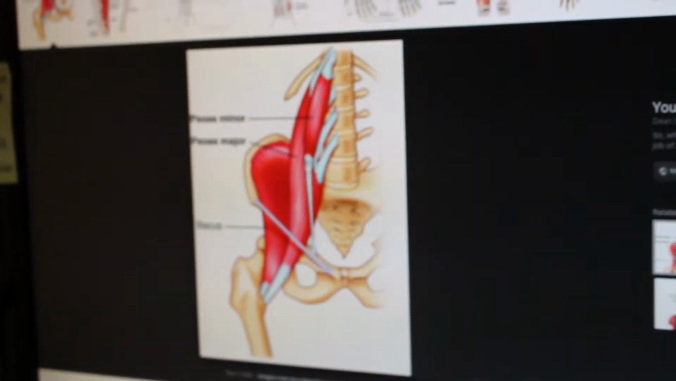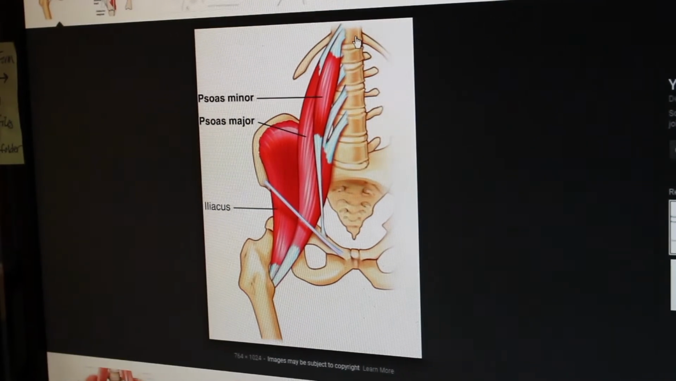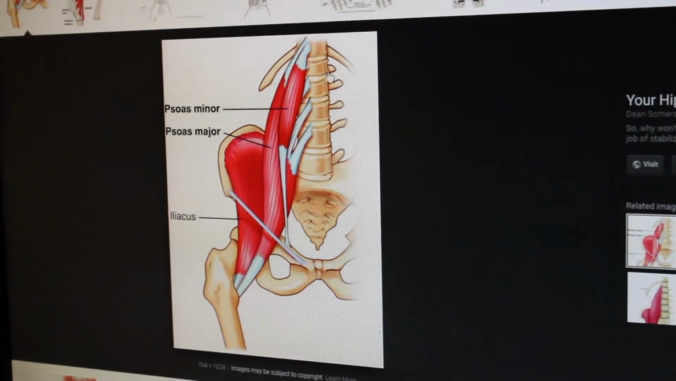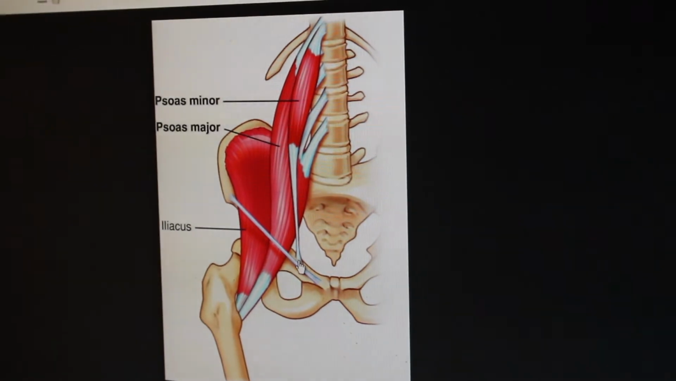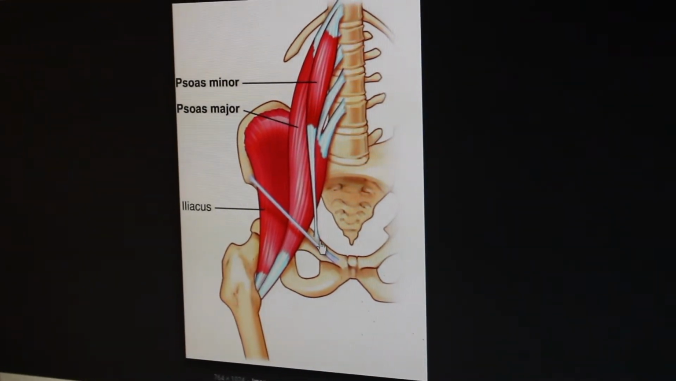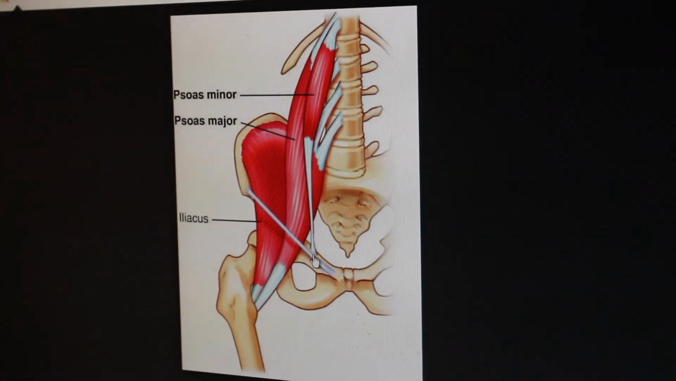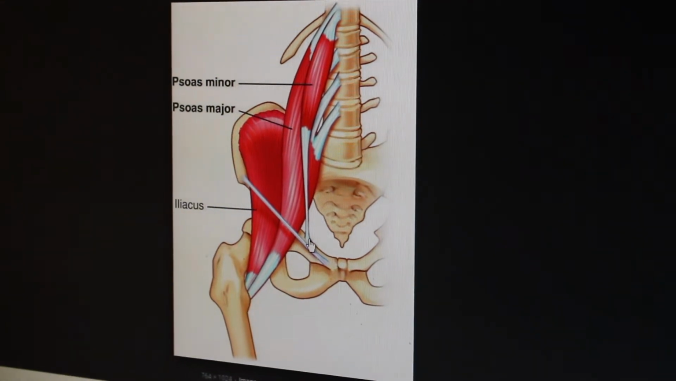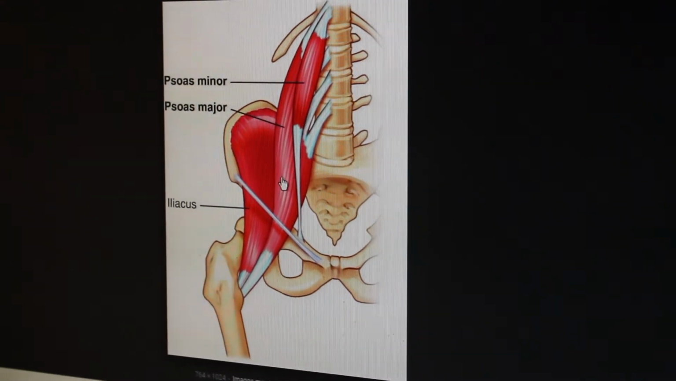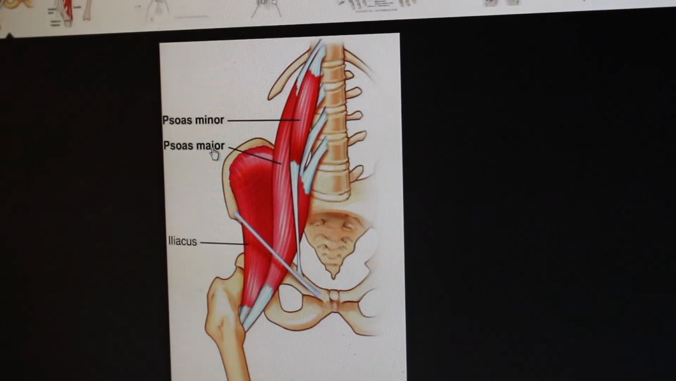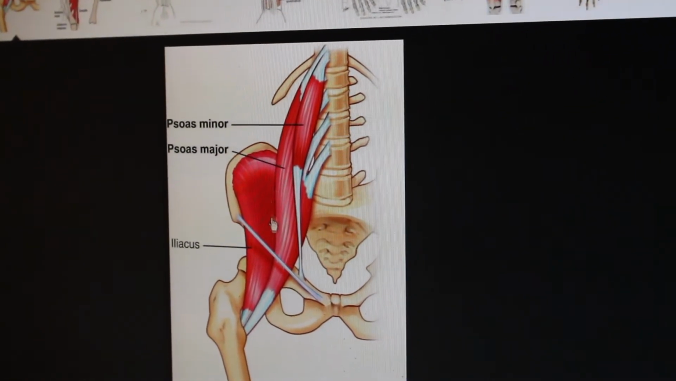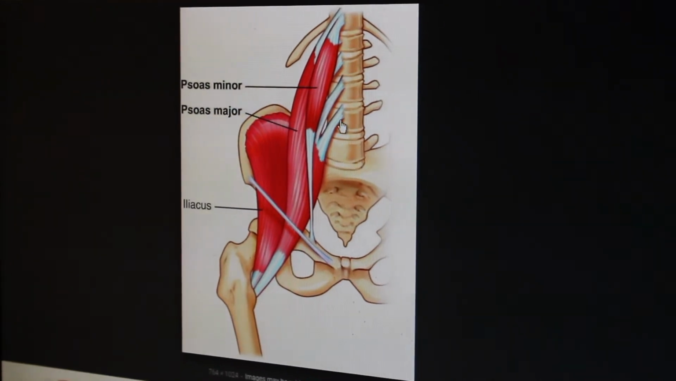You have the minor, which originates from T12 and L1 and runs all the way to an eminence, that's the iliopubic eminence, right there at the top of that pelvis cage or girdle. And then right under there is a bigger, larger psoas. They call that the psoas major. And you can see where these originate from.